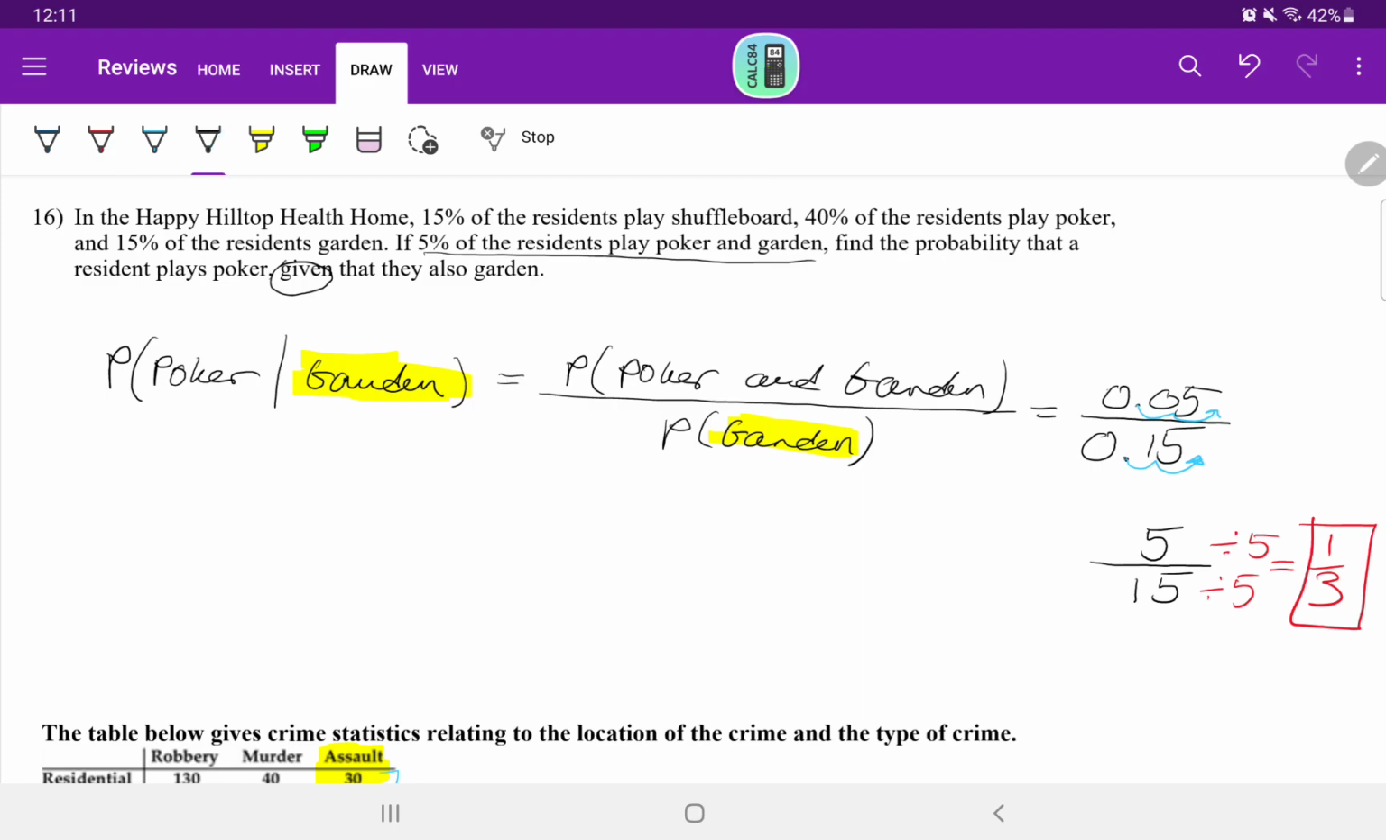And that is the answer to number 16. So let's do questions 15 and 14.